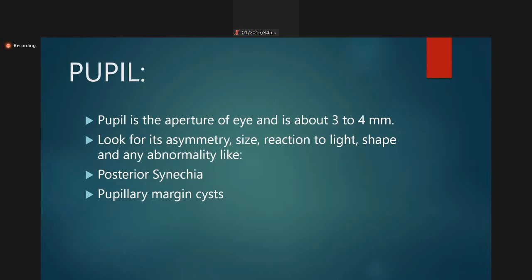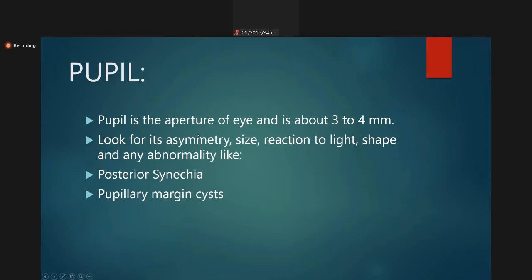After the iris, you see the pupillary reaction. What is pupil? It is an aperture in the iris, which is about 3 to 4 millimeter. You should see the size of the pupil, whether it is small or dilated. Less than 2 millimeter is known as miosis. More than 6 millimeter is known as mydriasis. Normally, on average, it is about 3 to 4 millimeter, but it is normal up to 2 to 6 millimeter.